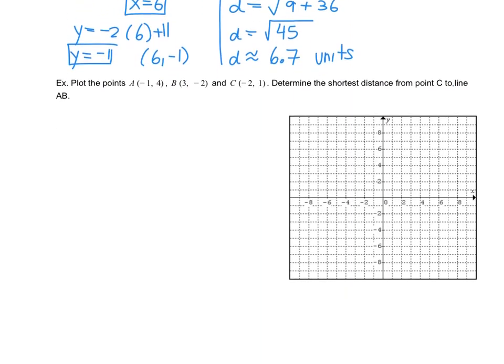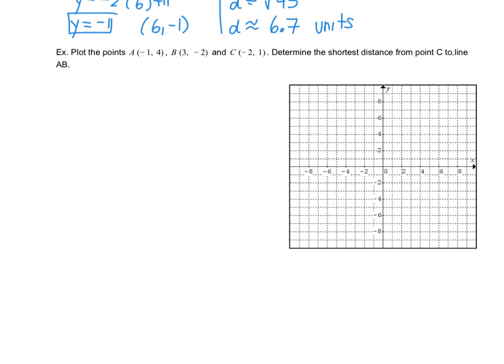All right, let's try another example. This one is not necessarily more difficult, but it has a few extra steps in it. In this example, plot the points A, B, and C, and then determine the shortest distance from point C to line AB. Notice I didn't actually give you the equation of the line for AB, which means that's an extra step we're going to take. But after that, it's the exact same as the original scenario.